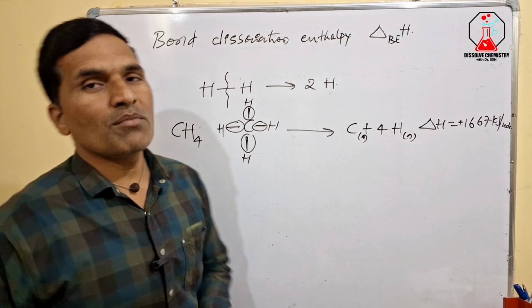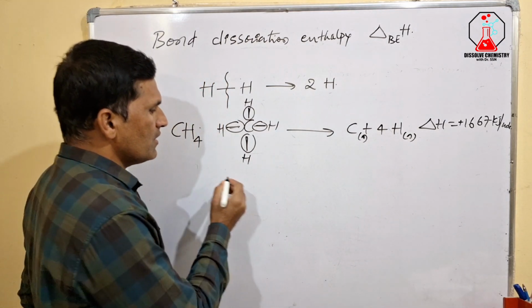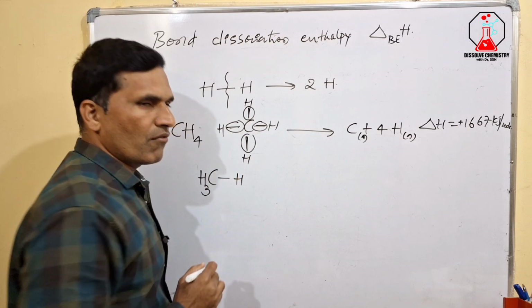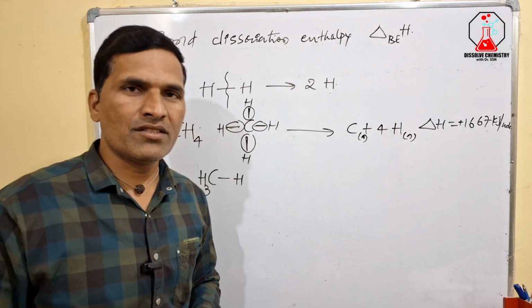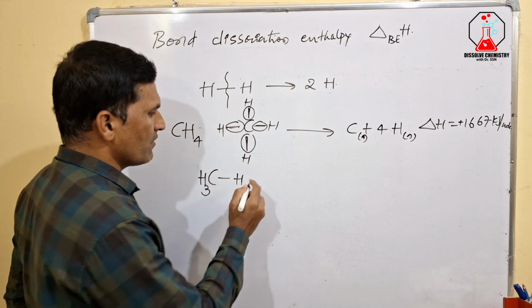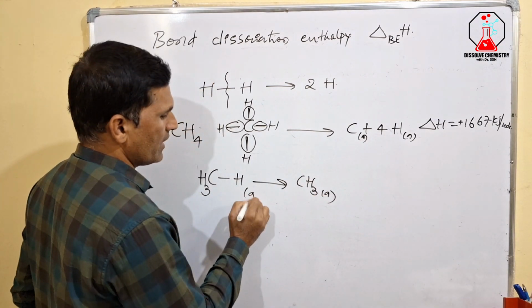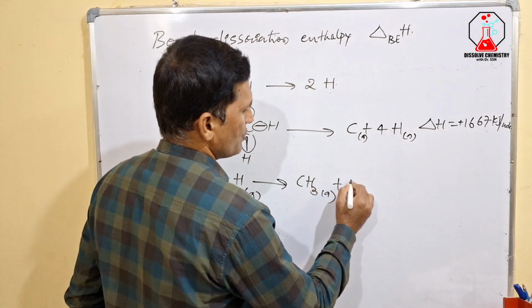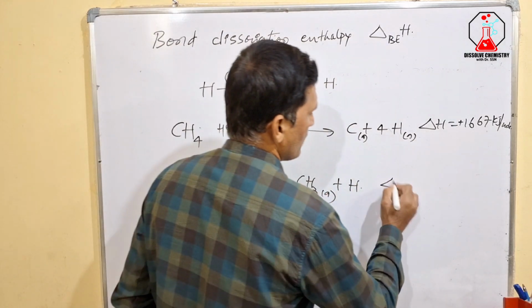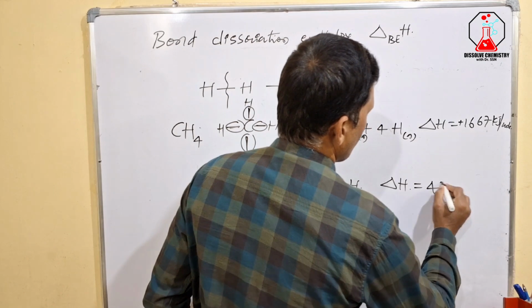Now how do we define bond dissociation enthalpy? You should remember that each CH bond breakage in the methane molecule involves a different amount of energy. Slightly it differs from one another. So we will see that first. CH4 gives CH3 gas, which is also gas, plus H. The first bond we have broken, and the enthalpy is equal to 427 kilojoules.